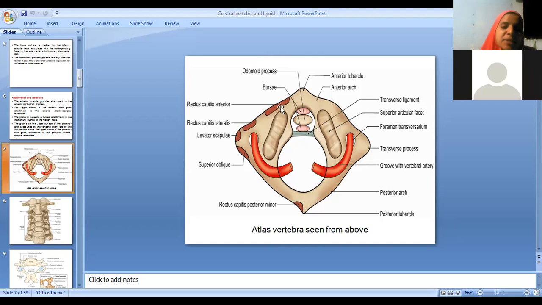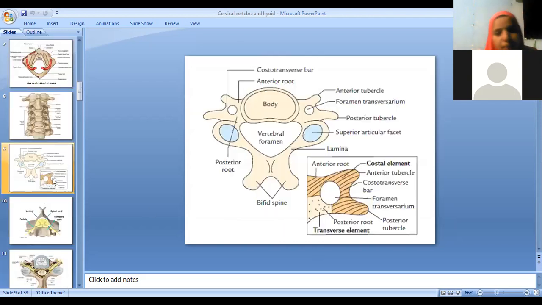The other attachments we see in the anterior arch are rectus capitis anterior, rectus capitis lateralis, levator scapulae and superior oblique. Behind we have rectus capitis posterior minor. So these are the muscle attachments.